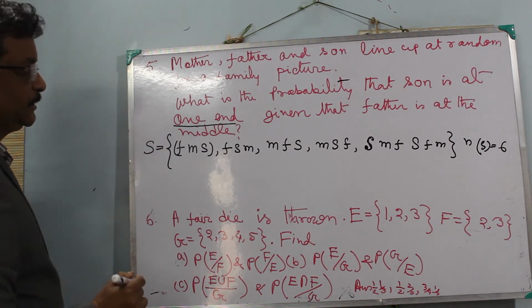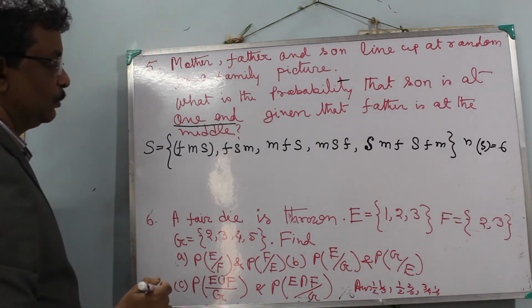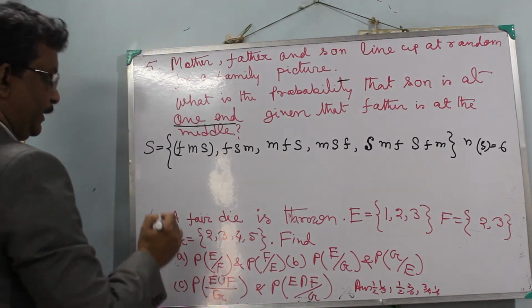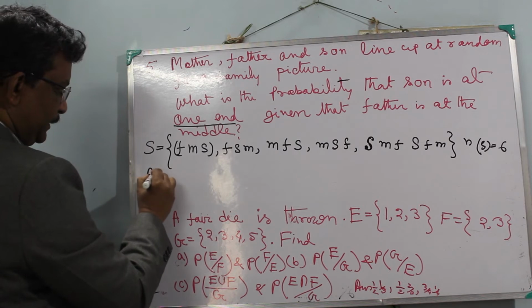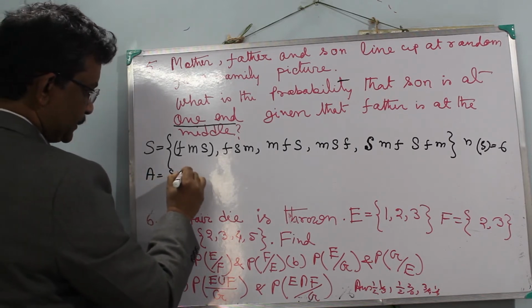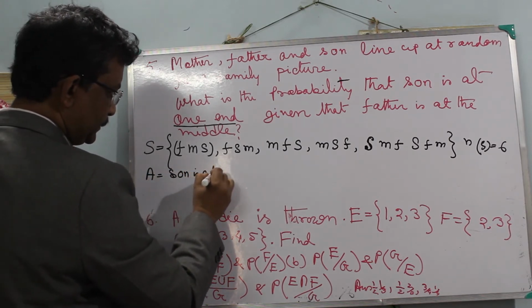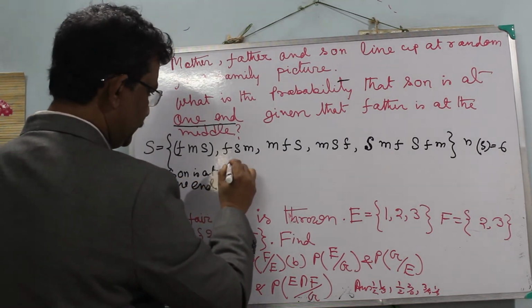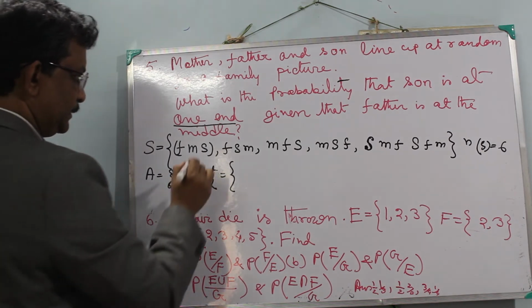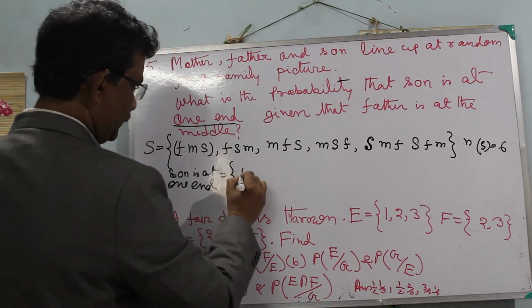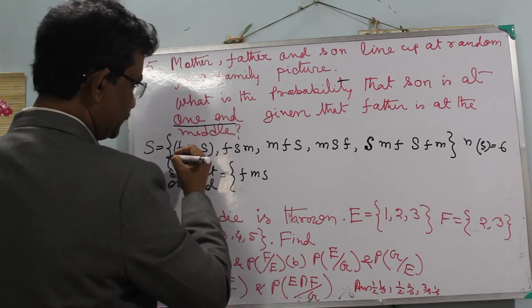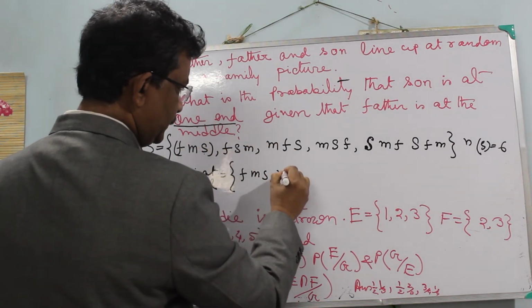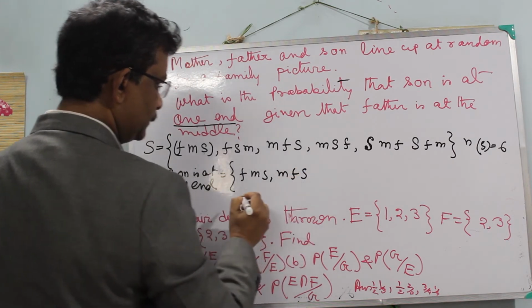What is the probability that son is at one end? Let us consider an event: son is at one end. So what are the elements? Son is at one end: F M S. Son is at one end: M F S.